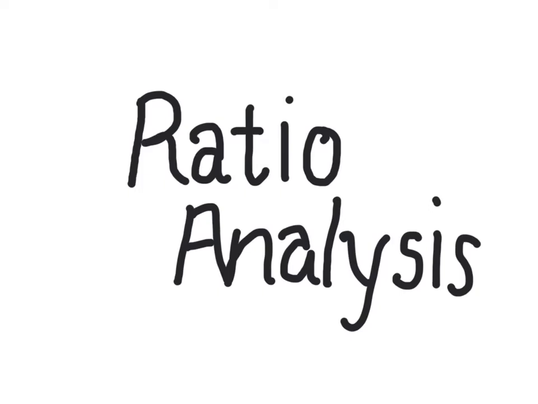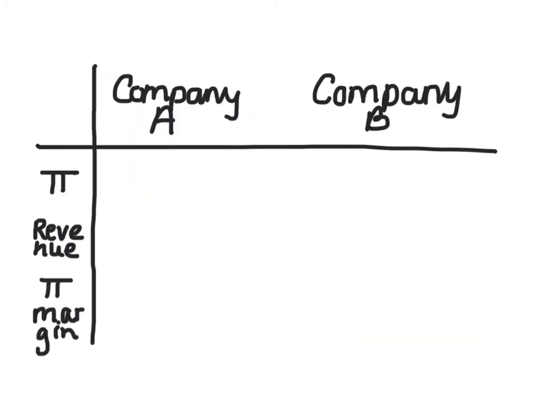In this video, we will be talking about financial ratios and how to use these ratios to measure a company's performance. So, let's say you want to understand how Company A is performing relative to other companies in the same industry. How would you go about this? You could just look at their raw numbers.